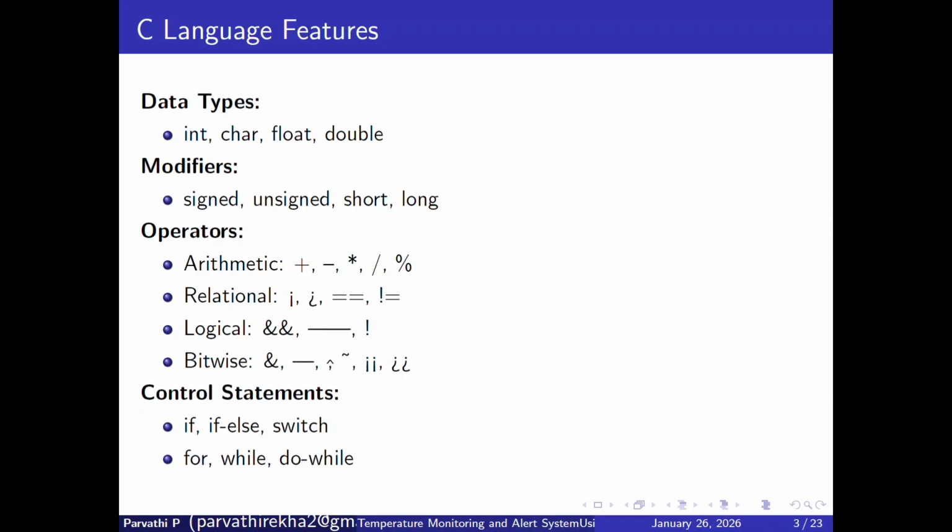And we learned about control statements, which are for decision making. We have if, if else, and switch. These decision-making statements are used to trigger the alert system in our project. For example, if the temperature reaches or exceeds a particular threshold value, turn on the buzzer. That is how we use control statements.